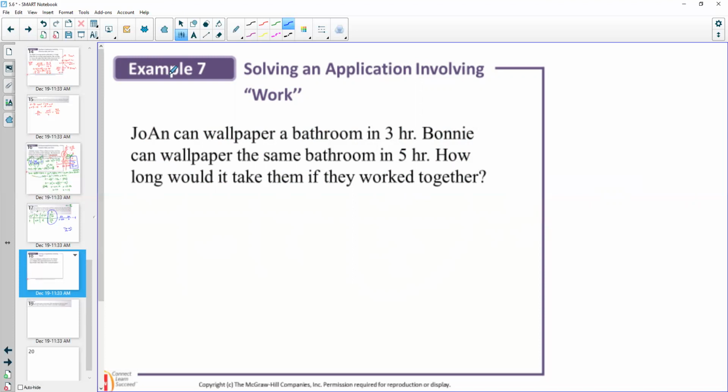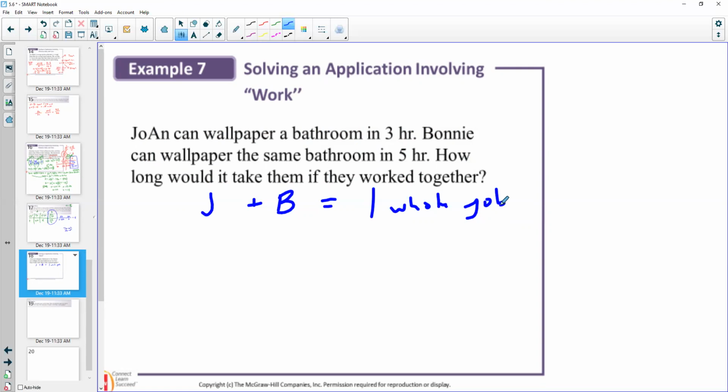So the thing to remember here is that the rate that Joanne does the job, and the rate that Bonnie does the job, together equals one whole job. When they work together, they do a whole job at whatever speed total, okay? So if I think of this as a rate, work and amount of time.